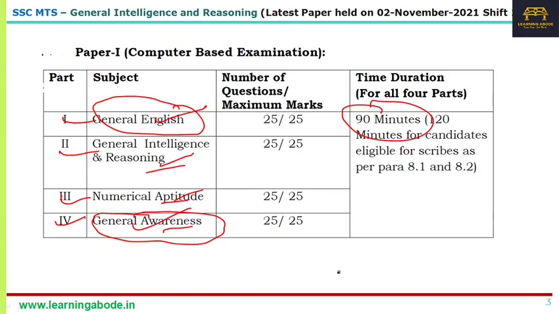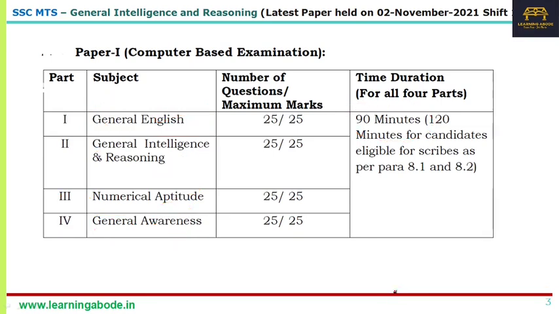Now please remember, there is a negative mark for wrong answers. 1/4 negative mark. That is 1 mark for correct answers, 0.25 for wrong answers. So 1/4 negative mark is there. Please remember that. And if you look at the reasoning in particular, you have a kind of template questions that are getting repeated.